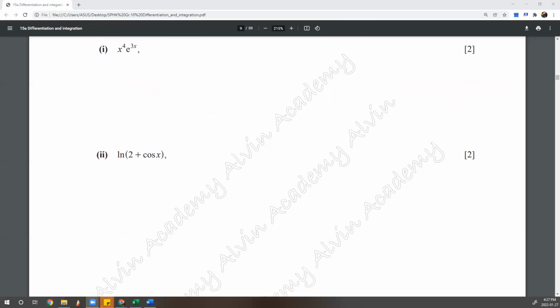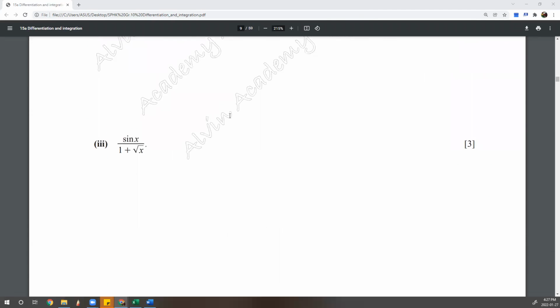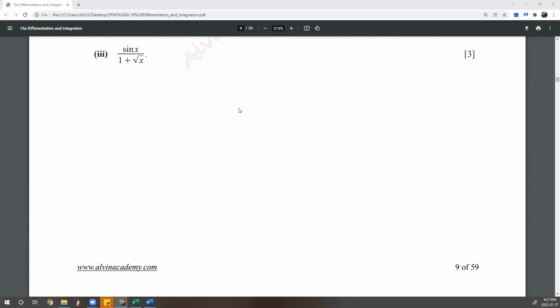Okay. After we do number 7, we do number 12. One more. This is the quotient rule. So this is u equals sine x and v equals 1 plus square root x, or I just put x power half. So the u' is cos x, the v' is 1 becomes 0, so the rest will be half x power negative half. So the quotient rule, u'v minus uv'.